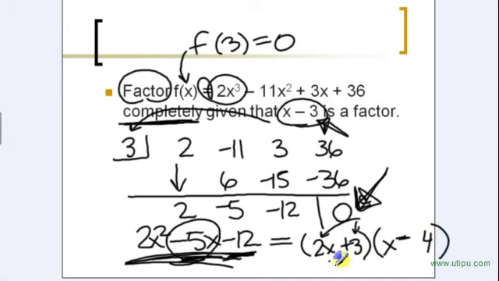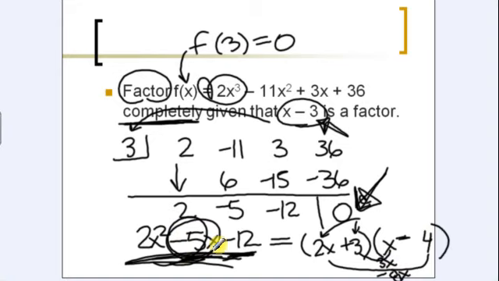Well, outside times outside is minus 8x. Inside times inside is positive 3x. And I happened on my first shot to get the right answer. 3x minus 8x does equal negative 5x.